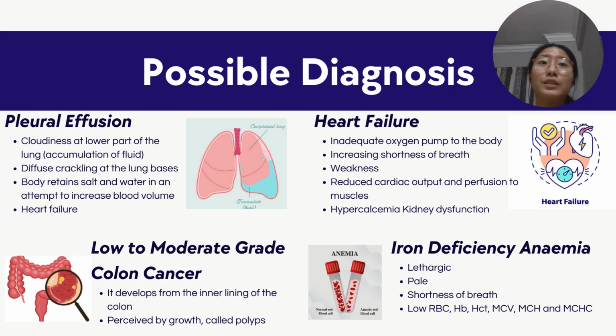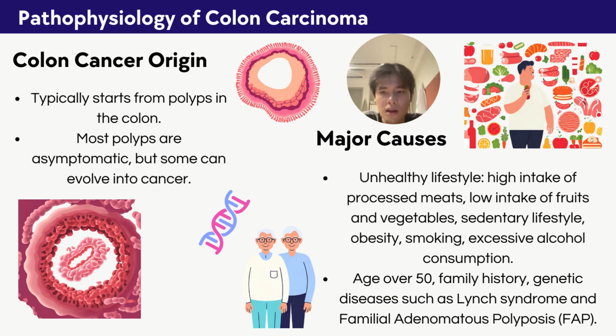Lastly, iron deficiency anemia. This is identified through lethargy, paleness, shortness of breath, and low levels of red blood cells, hemoglobin, HCT, MCV, MCH, and MCHC. Now let's discuss the pathophysiology of colon carcinoma.